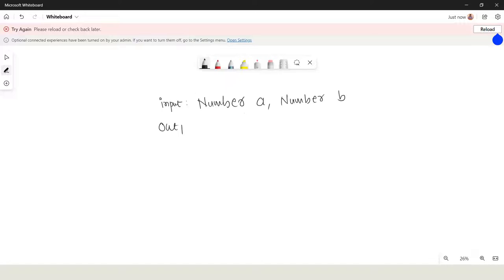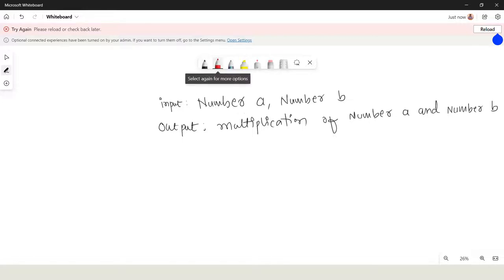What should be the expected output from this algorithm? That is the multiplication of number A and number B. So don't forget to write this input as well as the expected output for the particular algorithm.